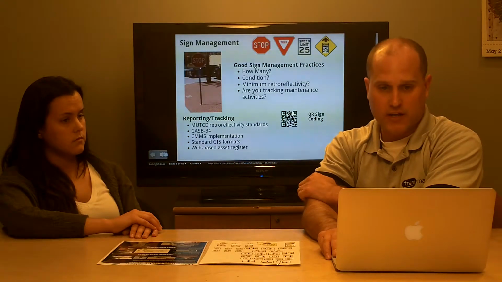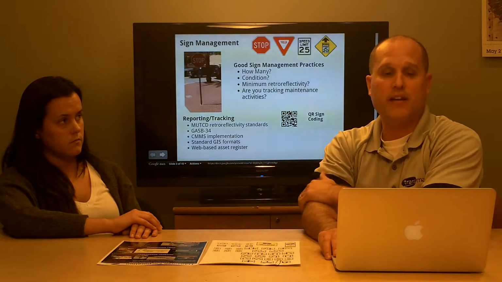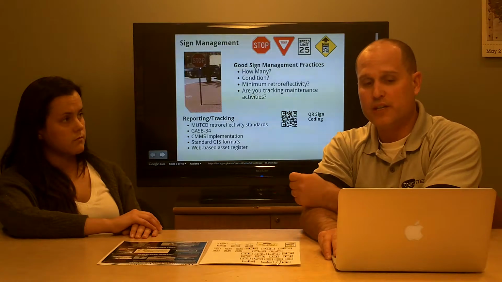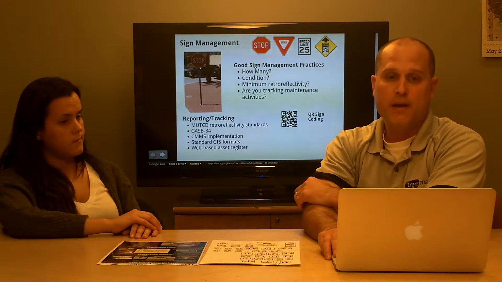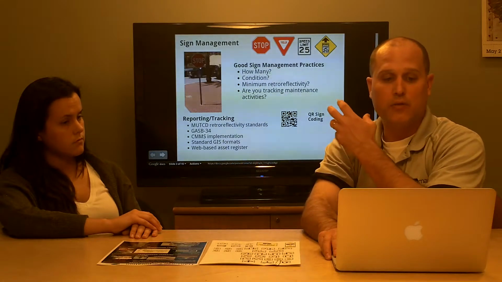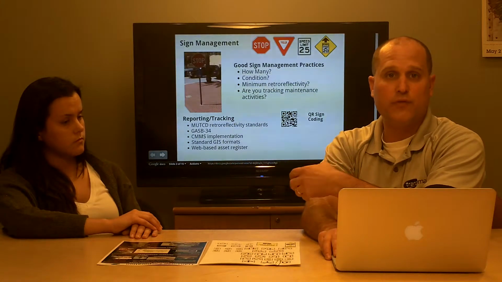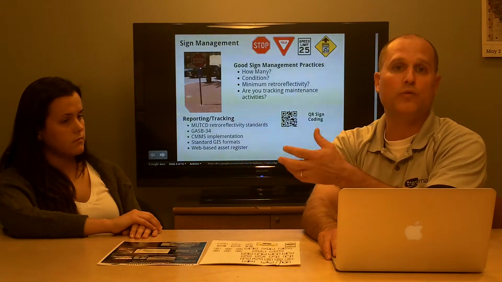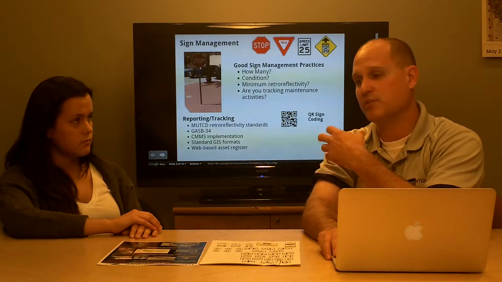Basically, what we want to talk about here is good sign practices. How many signs you have, what condition they're in, what's your minimum reflectivity, retroreflectivity, sorry. Are you doing any maintenance and tracking activities? And obviously, there could be some GASB 34 if you're going accounting-wise, standard GIS formats, that kind of thing. What are you doing for your signs to track them other than this paper?